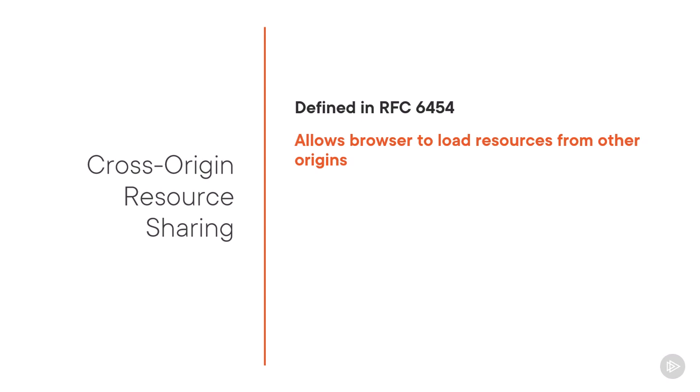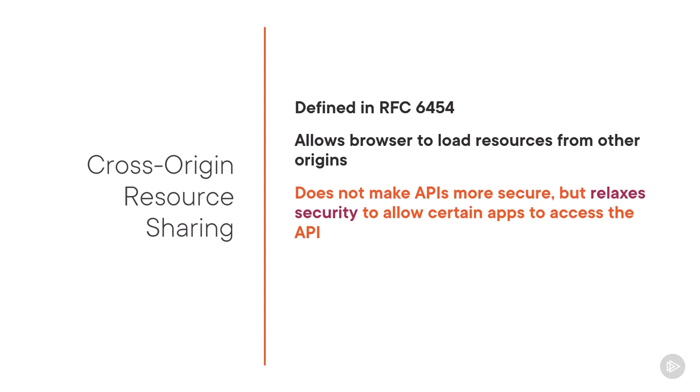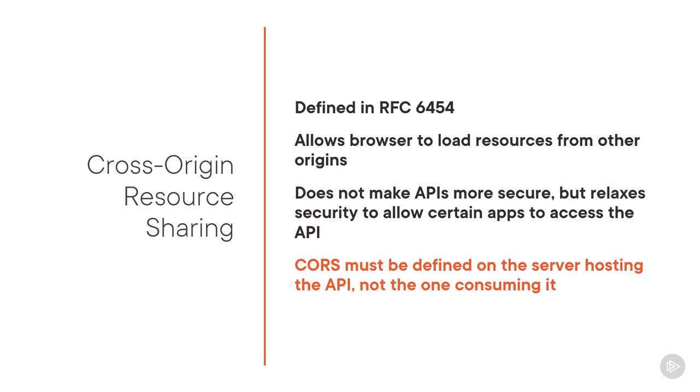CORS allows a browser to load resources from other origins. Note that CORS is not a security feature per se. It actually is a way to relax security so that certain apps, such as single-page applications, can access an API hosted at another origin. Remember that CORS configuration occurs on the API server, not on the client server.